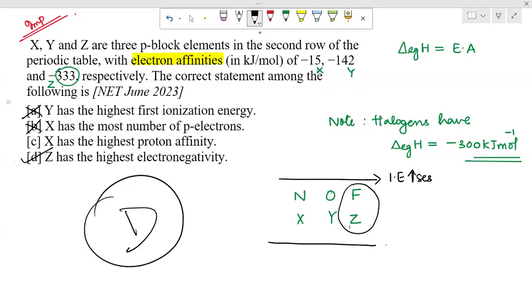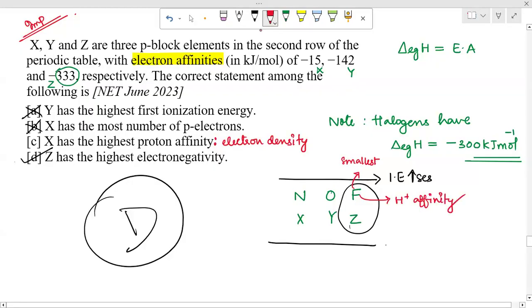Now, how do you determine proton affinity? Proton affinity is related to the electron density. The higher the electron density, the higher the proton affinity. Over here, fluorine is the smallest and has got the maximum number of electrons, so this will have the highest proton affinity. It's Z. So C is also wrong. D is the correct answer.